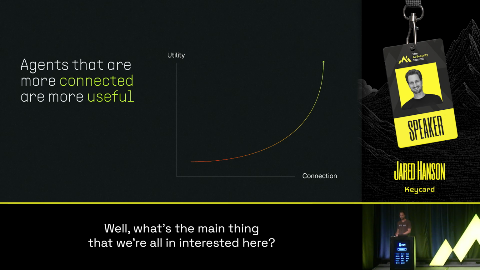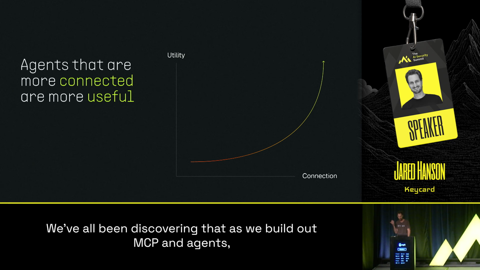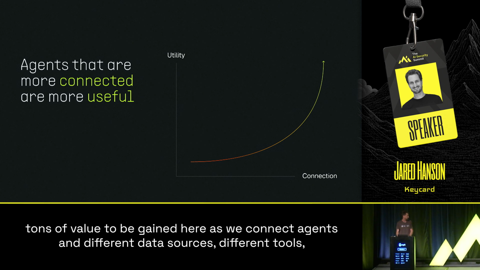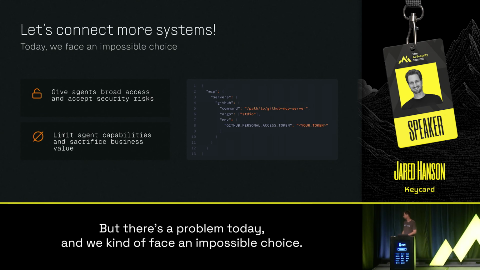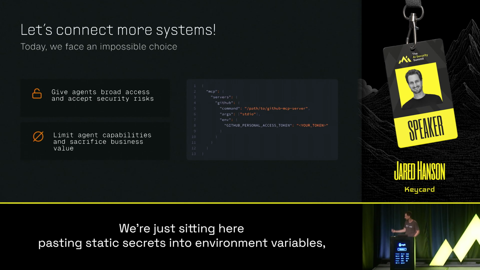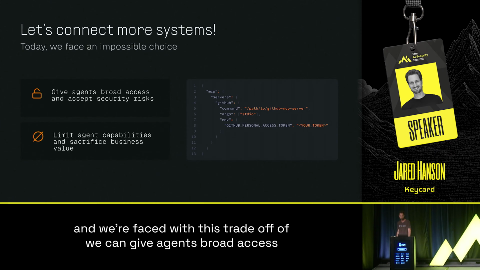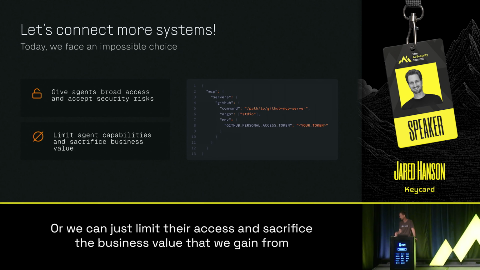Okay, well, what's the main thing that we're all interested in here? Agents that are more connected are more useful. We've all been discovering that as we build out MCP and agents. There's tons of value to be gained as we connect agents to different data sources and different tools, and let them take actions. But there's a problem today, and we face an impossible choice. This is reflected in the configuration files you see when setting up MCP servers. We're just pasting static secrets into environment variables, and we're faced with this trade-off: we can give agents broad access and accept the security risks that go along with that, or we can limit their access and sacrifice the business value that we gain from the agents themselves.